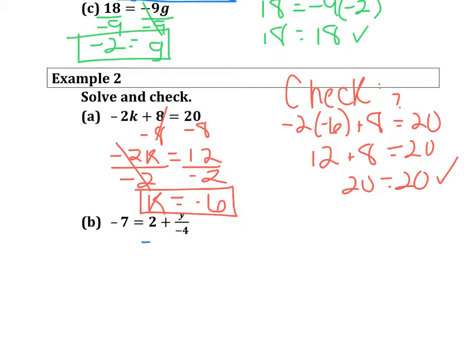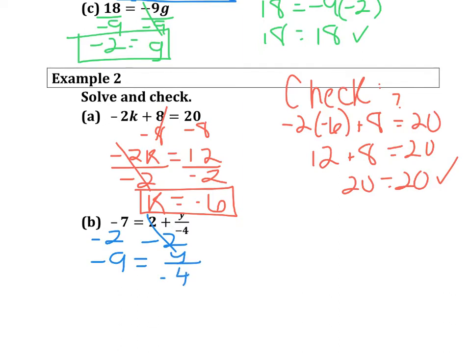So the inverse operation is to subtract 2 from both sides. It's going to cancel on the right. On the left, if we're at -7 and we take away 2, we're going further into the negatives. We could also think of it as changing subtraction to addition and switching the sign of the second integer, which would make this -7 plus -2, which is -9. So we have -9 equals y divided by -4.